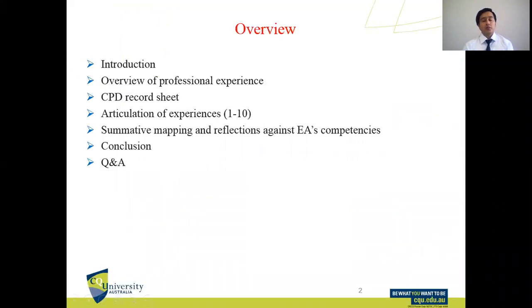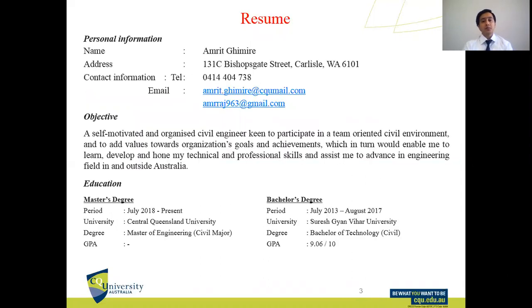Moving on in this presentation, I'll be introducing myself through my resume, and I'll give an overview of my professional developments and experiences. I'll also present my CPD record sheet during my entire course of Master of Engineering, and then I'll give the evidence for my claims. I'll map those with Engineers Australia's Stage 1 competencies and then conclude, followed by a question and answer section.